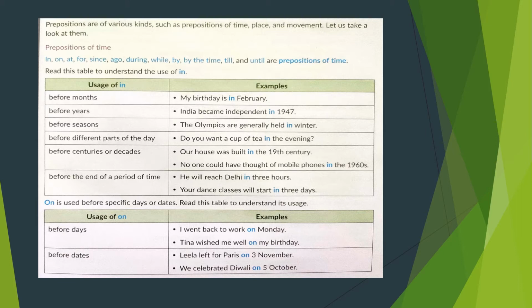Coming to the next preposition, on. It is used before specific days or dates. I went to work on Monday. The time period here is specific. Leela left for Paris on 3rd November. Here again the date is specific. Hence we are using the preposition on.